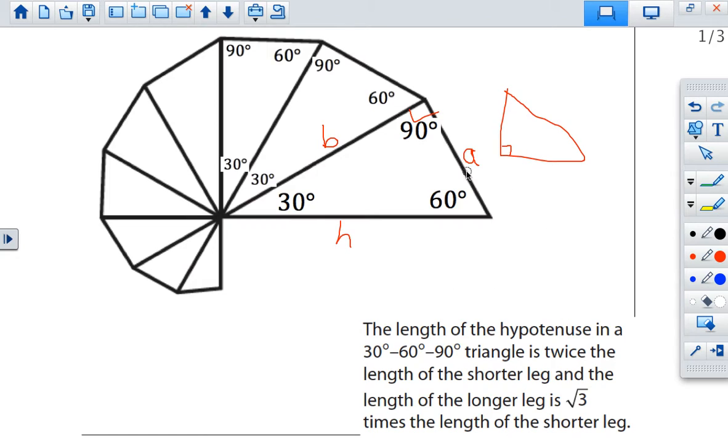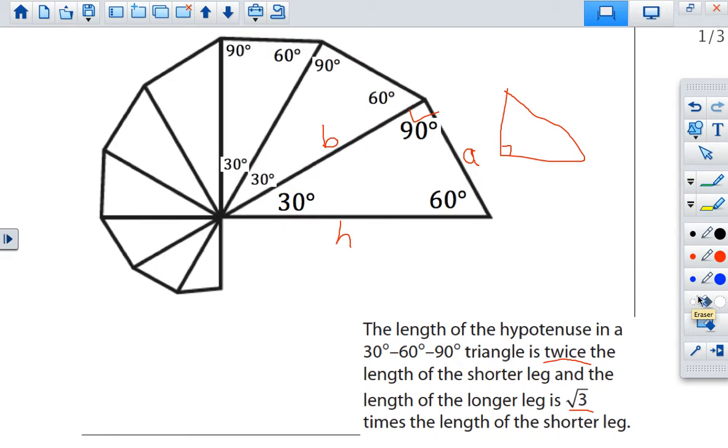A couple things that you should know about the special right triangles, your 30-60-90 degree triangle, is that the length of the hypotenuse in a 30-60-90 degree triangle is twice the length of the shorter leg, and the length of the longer leg is the square root of 3 times the length of the shorter leg. Hopefully you learned this in geometry. We will be going over it again later on in this class. I just wanted to review this concept with you.